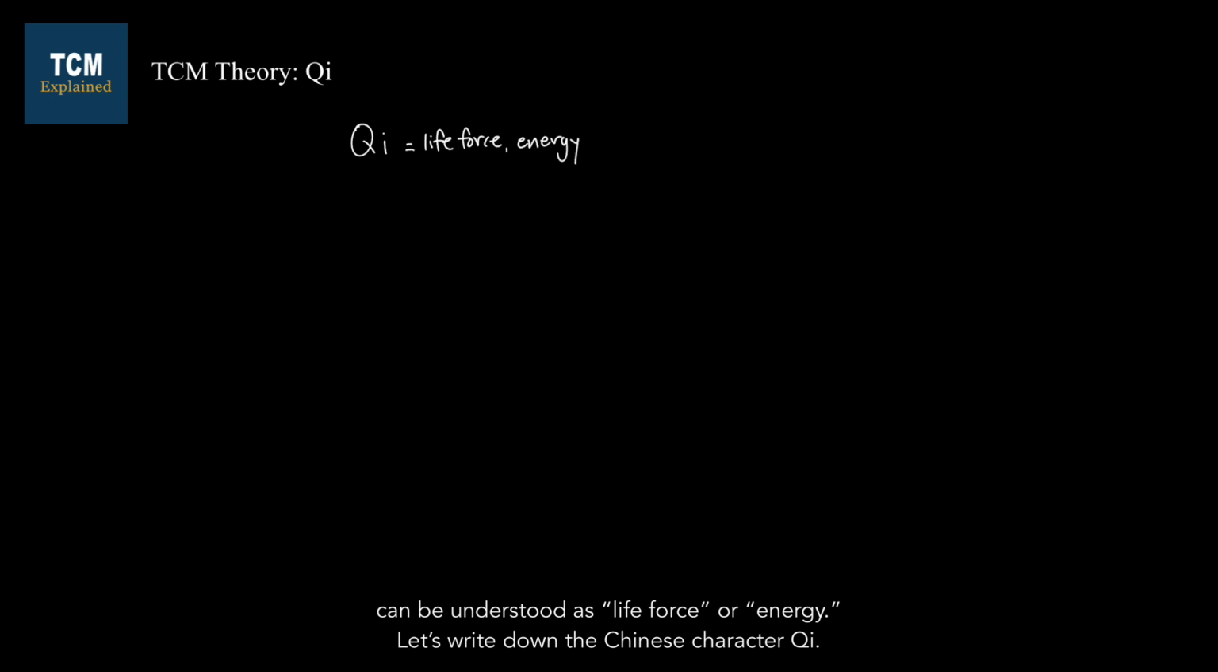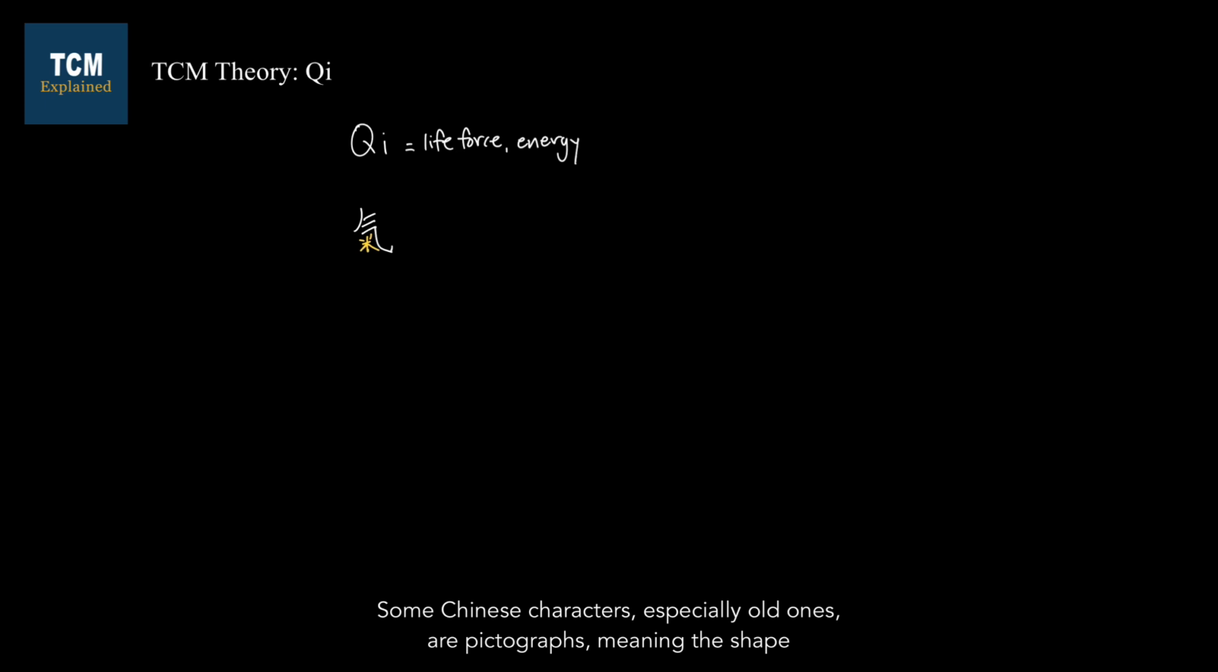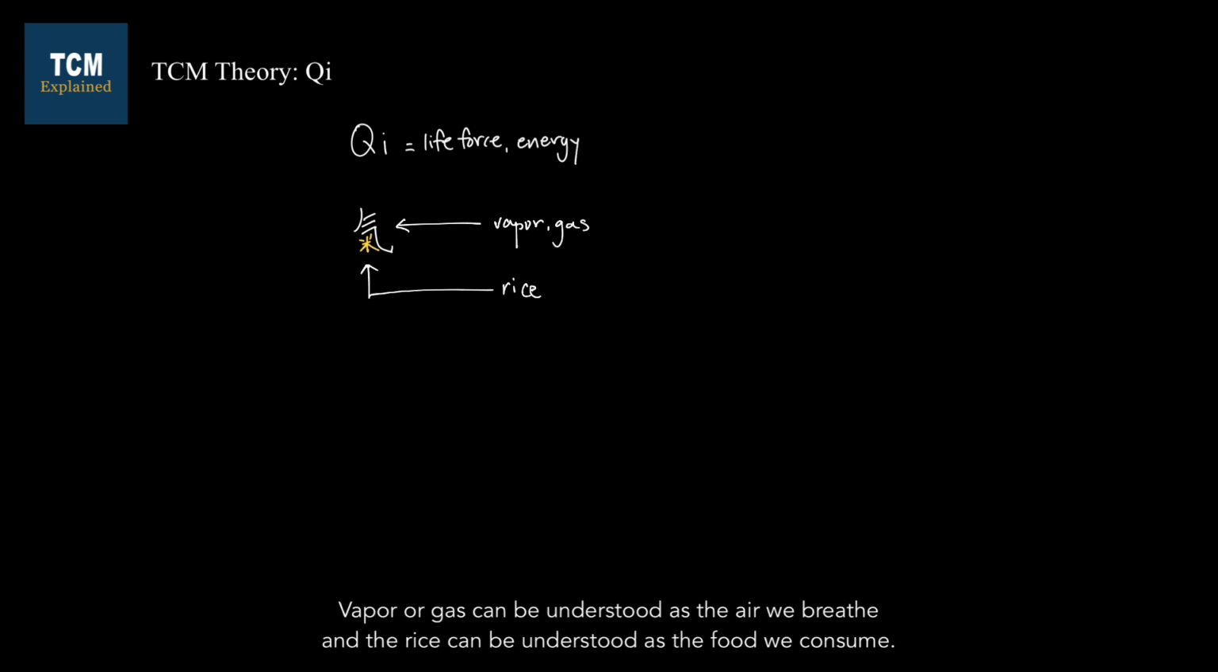Let's write down the Chinese character Qi. The simplified character looks like this, but the traditional character has an additional part in the bottom. Some Chinese characters, especially old ones, are pictographs, meaning the shape of the character itself shows its meaning. The character Qi is a compound form of 2 pictographs. This upper part means vapor or gas, and the bottom part means rice. Vapor or gas can be understood as the air we breathe, and the rice can be understood as the food we consume.